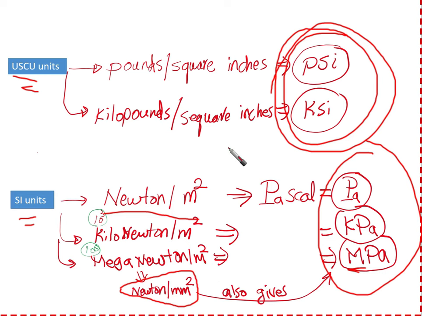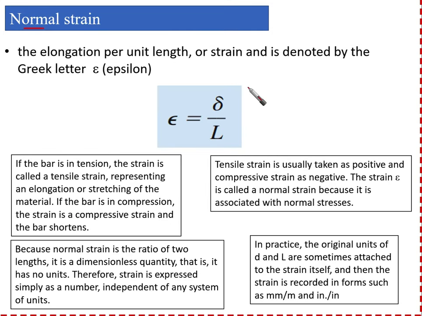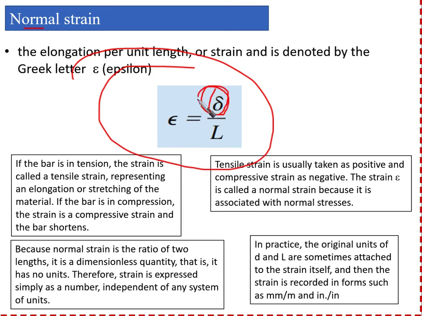After that we mentioned the stress concentration, how the force is being applied and transferred from the end of the bar to the main body of the bar, and we said that there is some stress concentration here, but it's going to be uniform after a distance of b, where b is the depth of the bar. And we ended with the normal strain, which we call epsilon, which means the delta, which is the part of the length that is going to be increased, over the original member length.